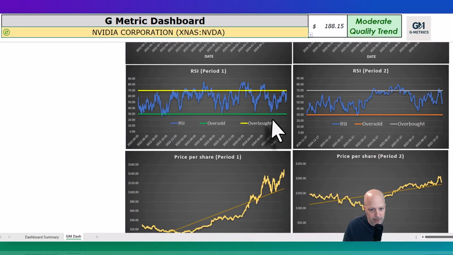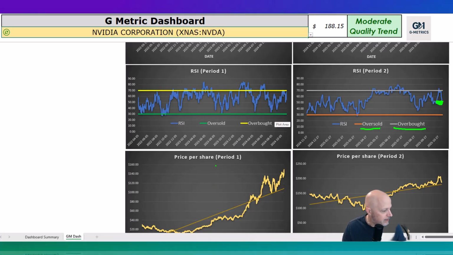Scrolling down here, the next stat we have is basically the RSI. I've plotted it over period 1 and 2. It's good information. Basically, an RSI is a momentum metric to tell you if the stock has been oversold or overbought. And if it's in either direction, there might be an indication of a correction coming. Not always. It's just another metric that people look at to try to make good stock buying decisions. Right now, we see that NVIDIA is right in the middle here. It's not indicating one way or the other.